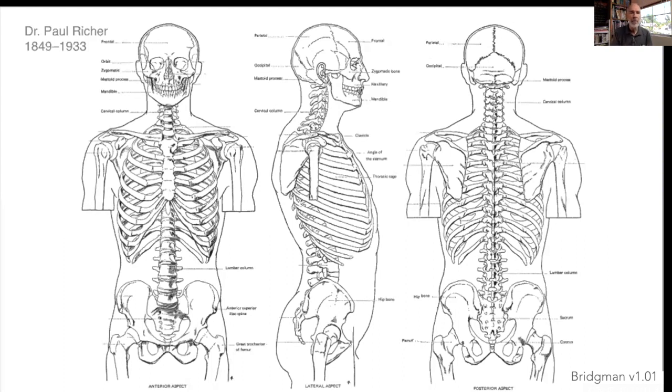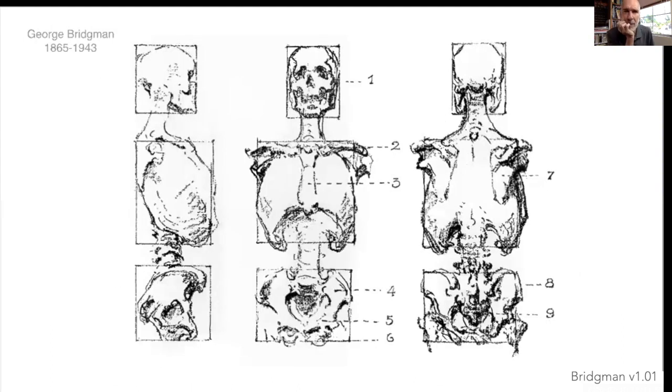So let's move from accuracy to something useful. This is what? 150 years ago or so? No, 130 years ago maybe? I don't know when the book was published. This is about 100 years ago. This is Bridgman. This will be useful today and tomorrow in our class.